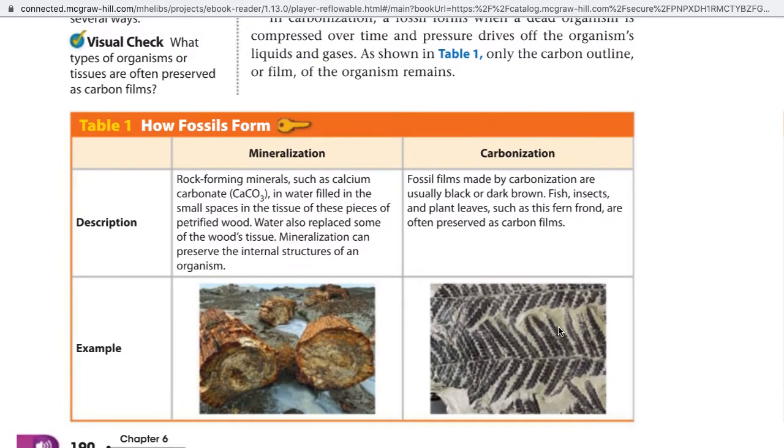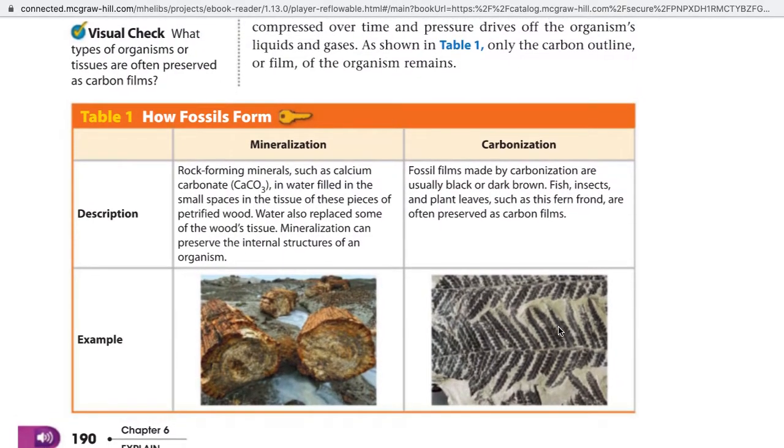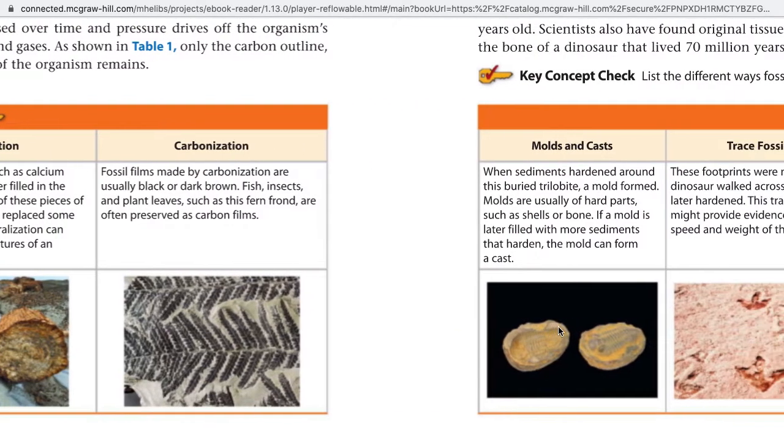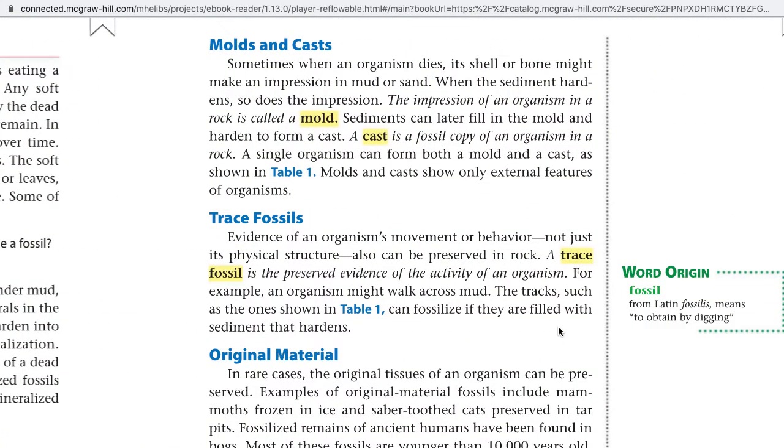So, Julia's questioning one of my carbonization fossils. I'm just kidding.